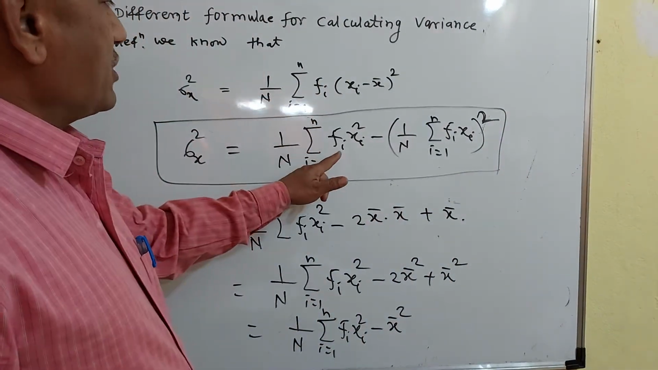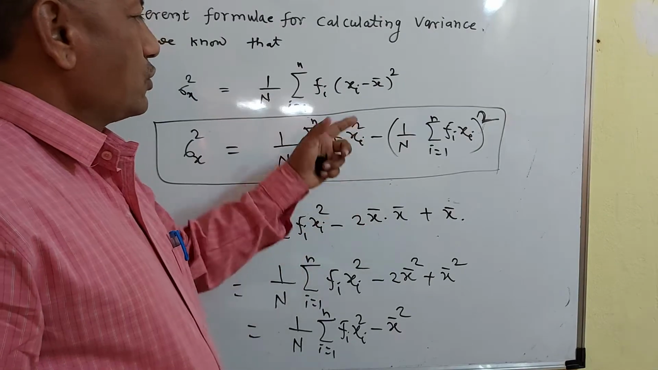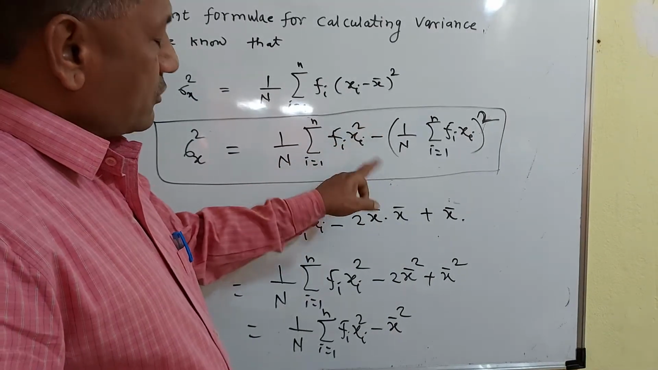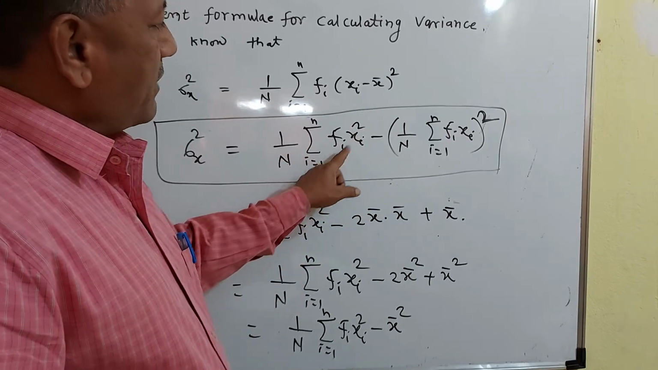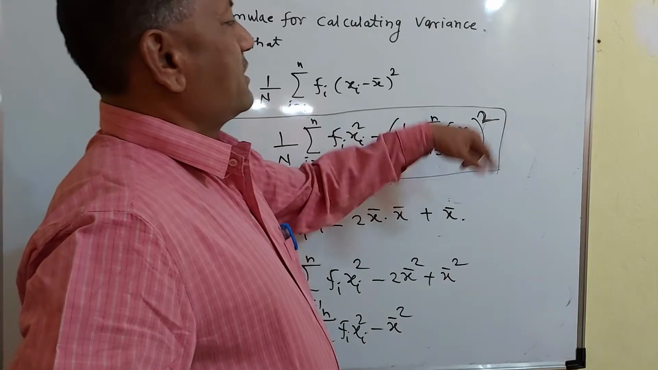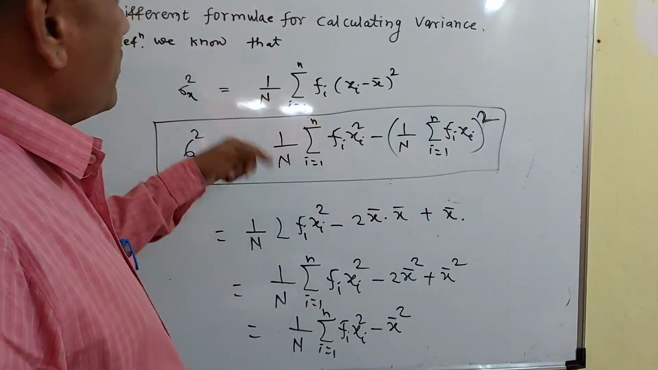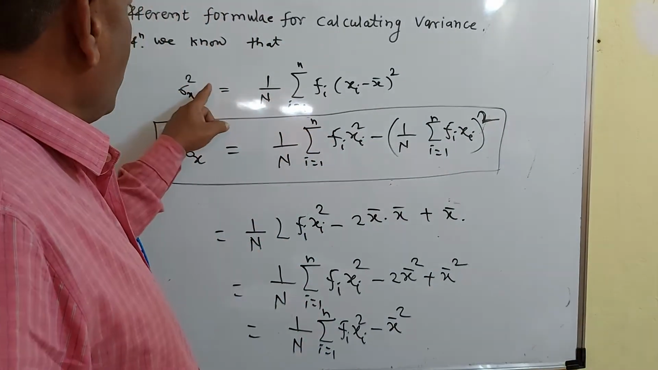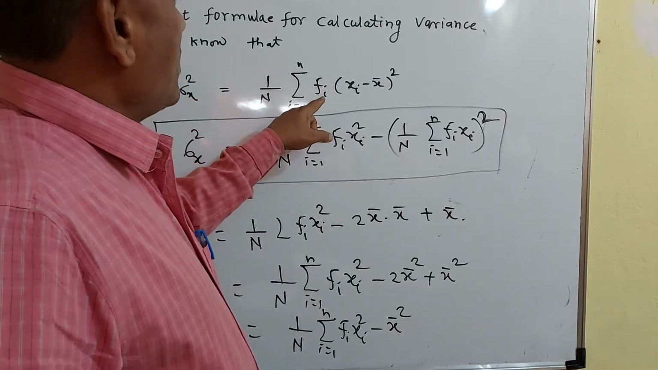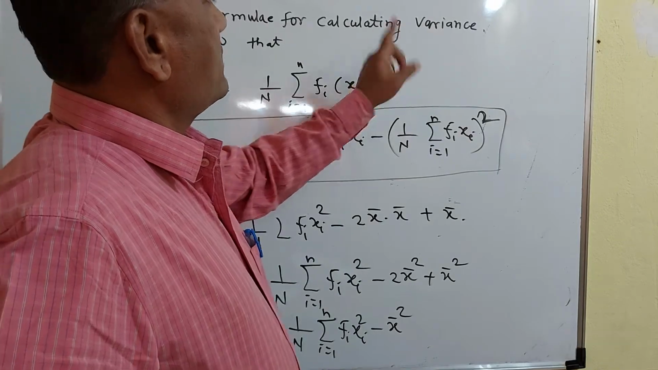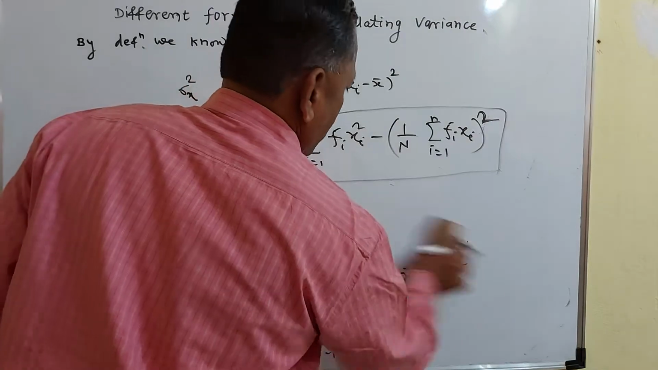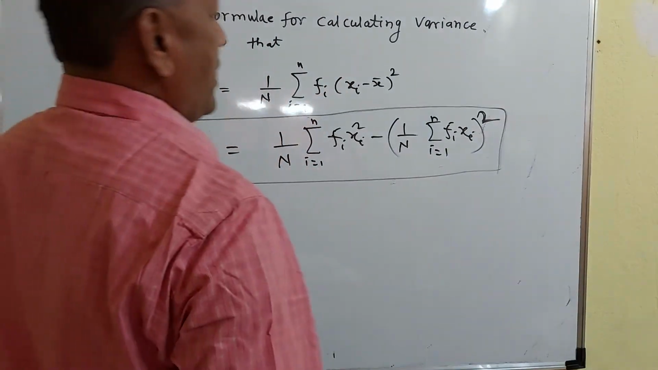1 upon n summation of fi xi square. So you are given the variables and the corresponding frequencies. You take the square of each variable, summation of fi xi square, minus the arithmetic mean and its square. So this is another formula for calculating the variance. The first formula is this: sigma x square is equal to 1 upon n summation of fi into xi minus x bar square. So you remember this formula for calculating variance.